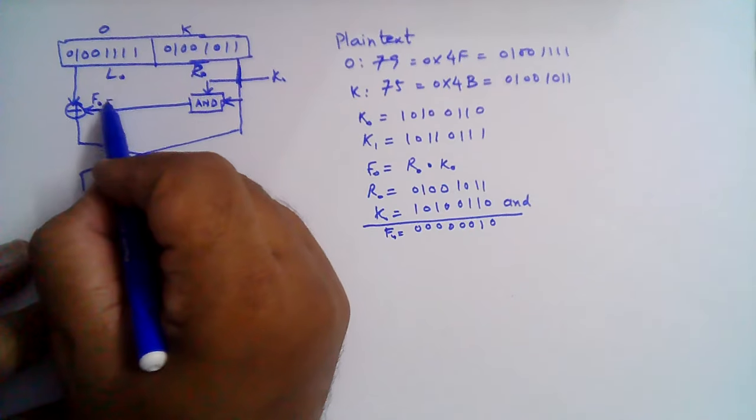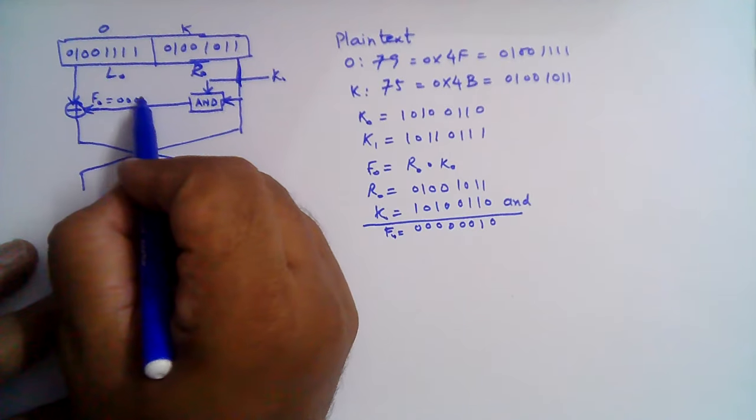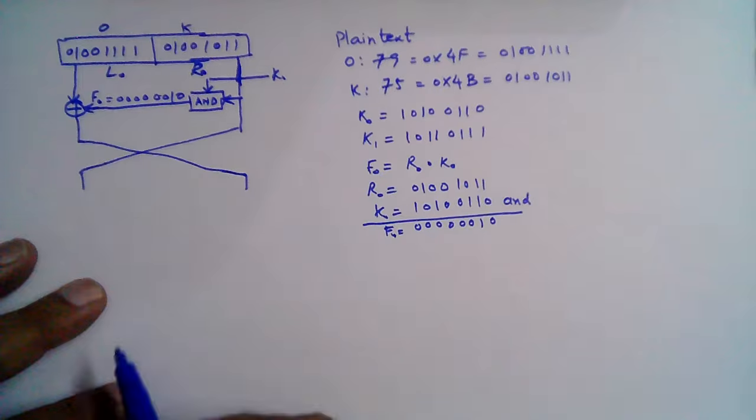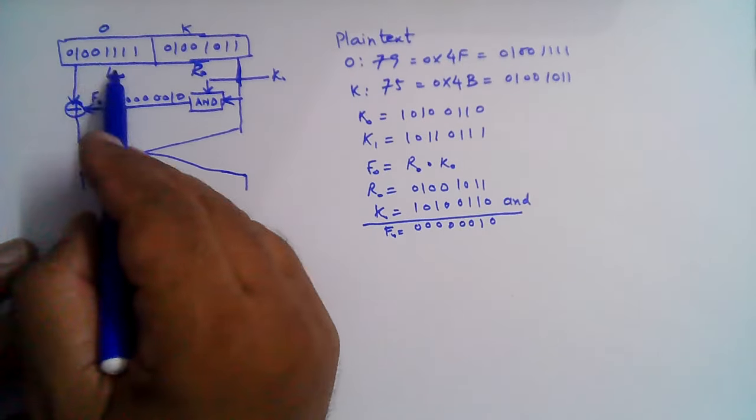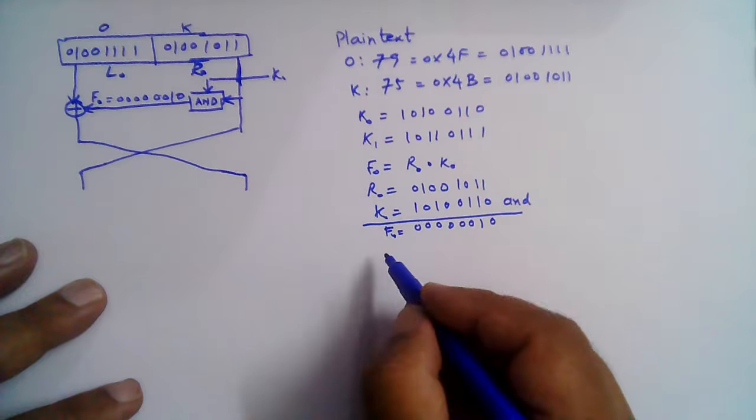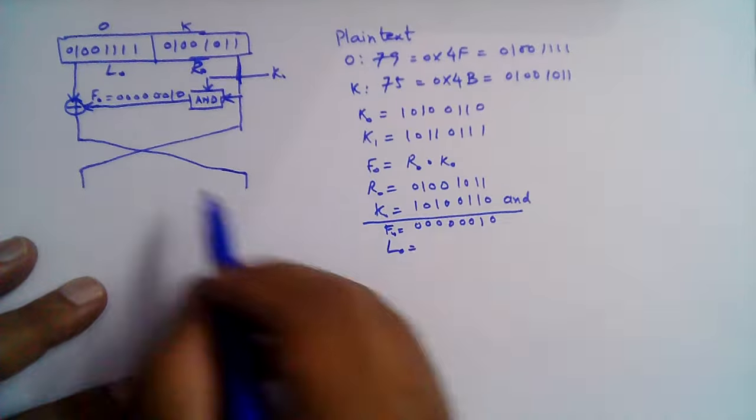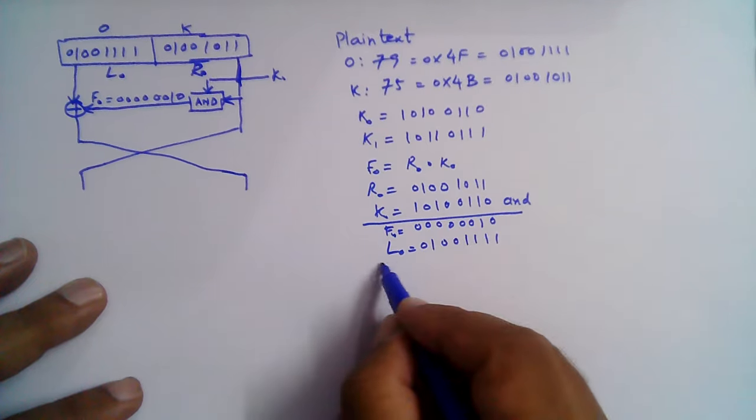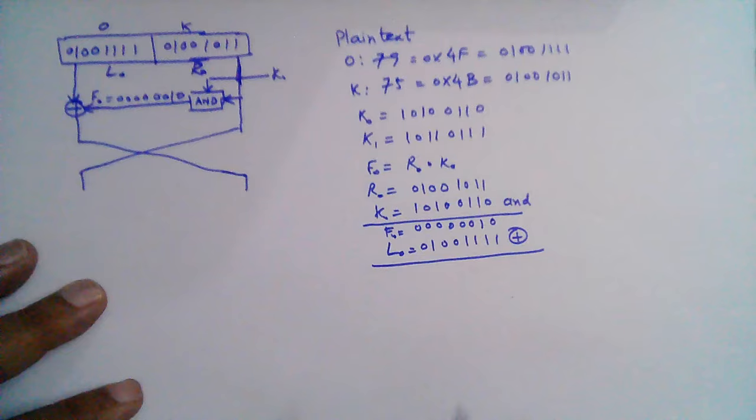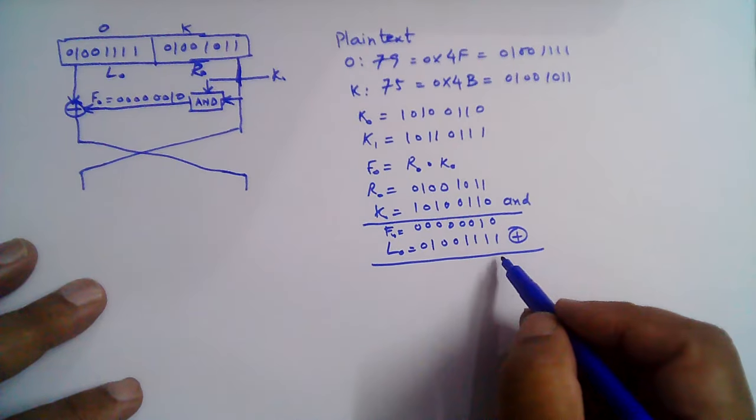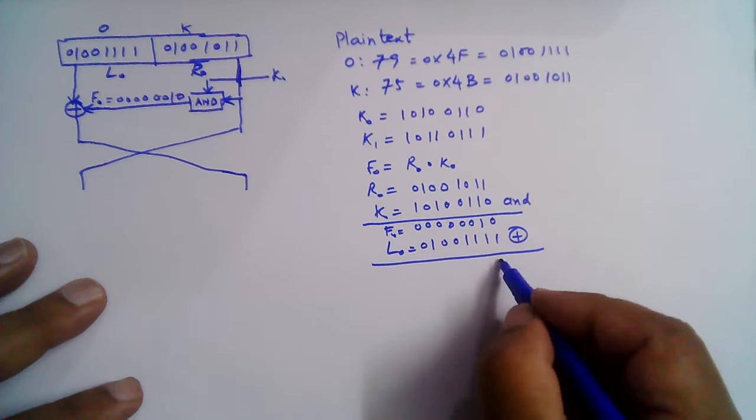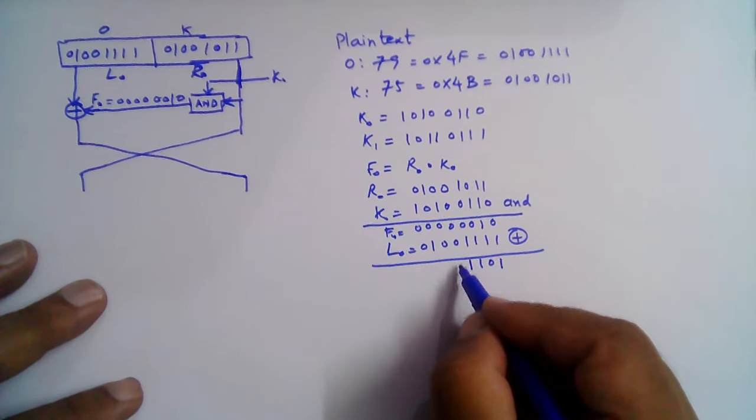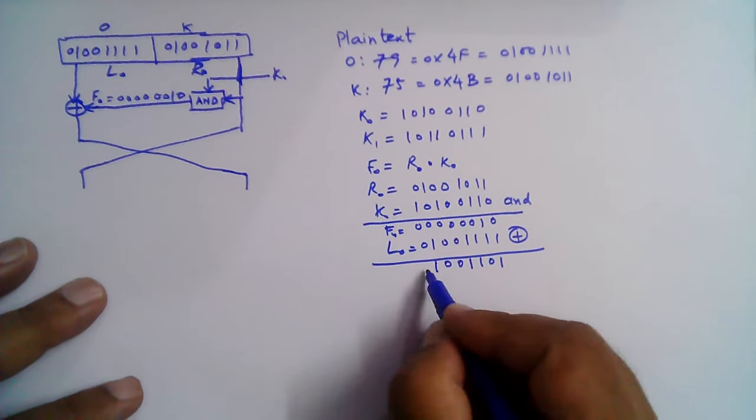So the f naught here is 0 0 0 0 0 0, right? And this is then XORed with the left half of the plain text, L naught. So the L naught here is 0 1 0 0 1 1 1 1, and then this is XORed with it. For the XOR operation, the output is 1 only when both the bits are not similar. So 0 and 1 is 1, 0 and 1, and this is 1, this is 0, 0 and 1 and 0.